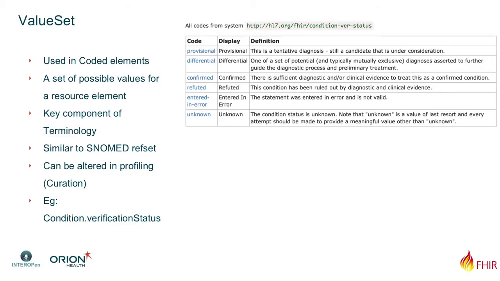This is an example, so it's similar to a SNOMED ref set. If you're a SNOMED person, it's not exactly the same, but it's a similar kind of concept, a subset. It can be altered in profiling or curation. For example, verification status is a property of a condition, and there is the set of possible values that it can have.